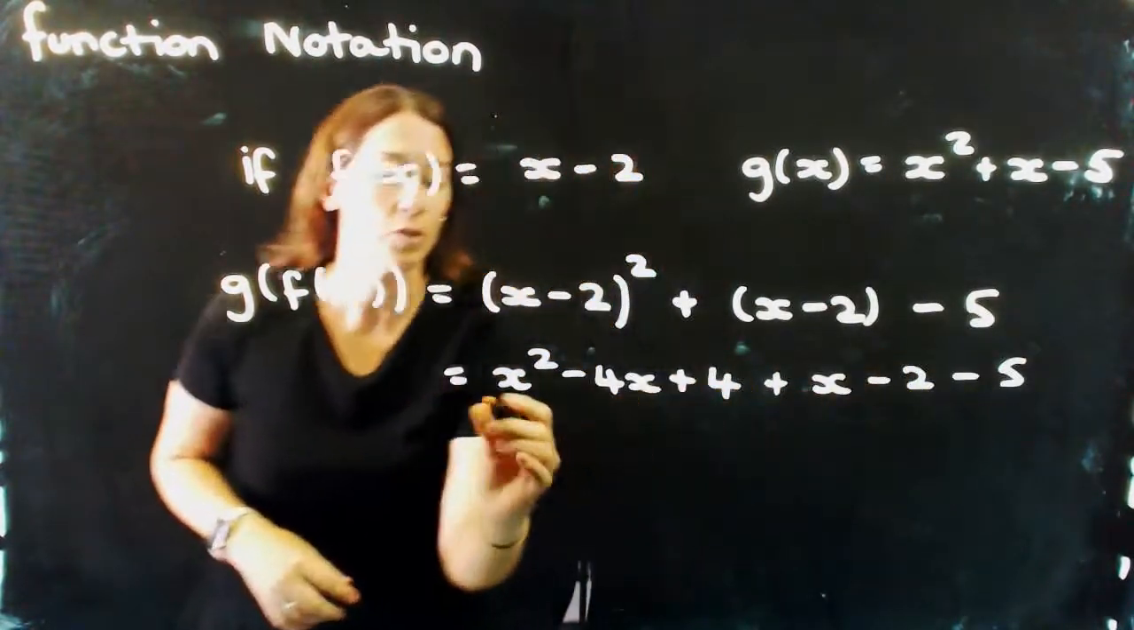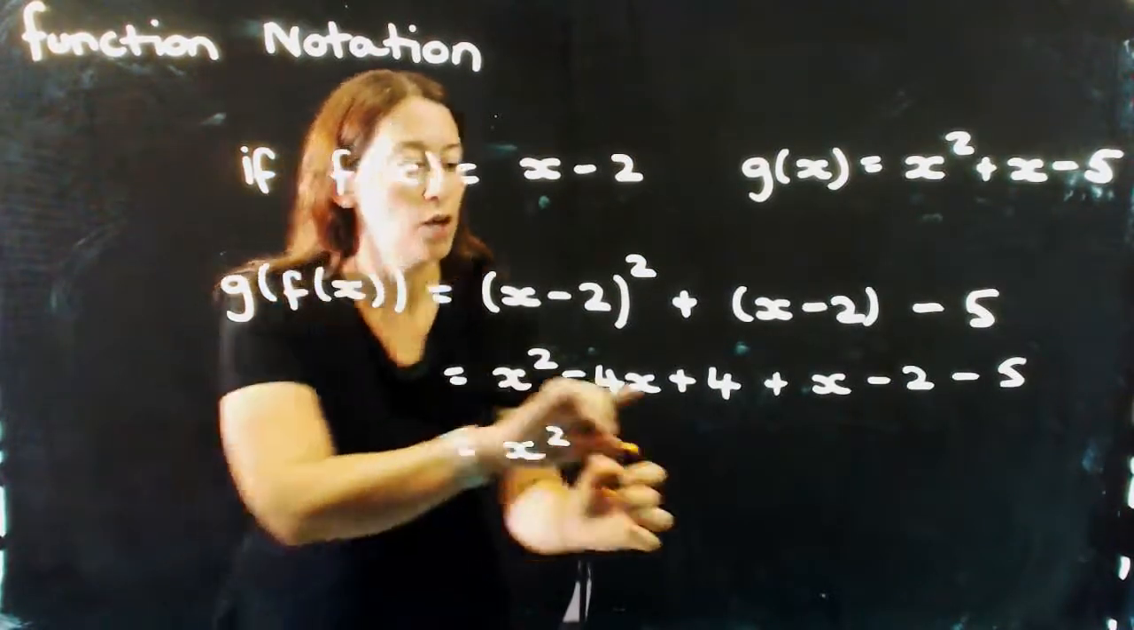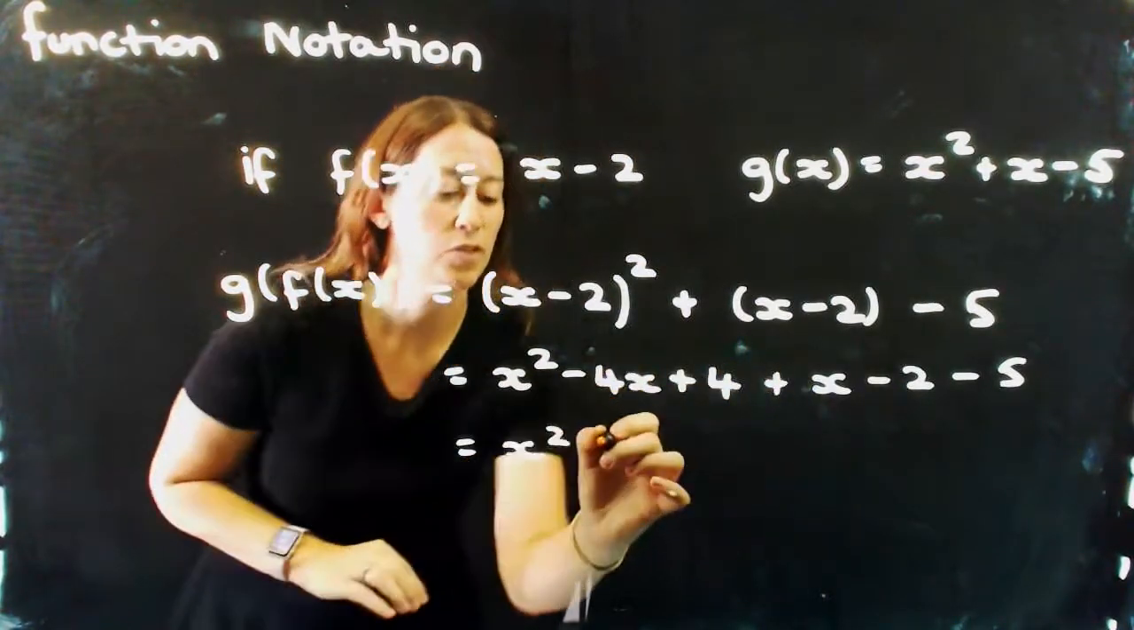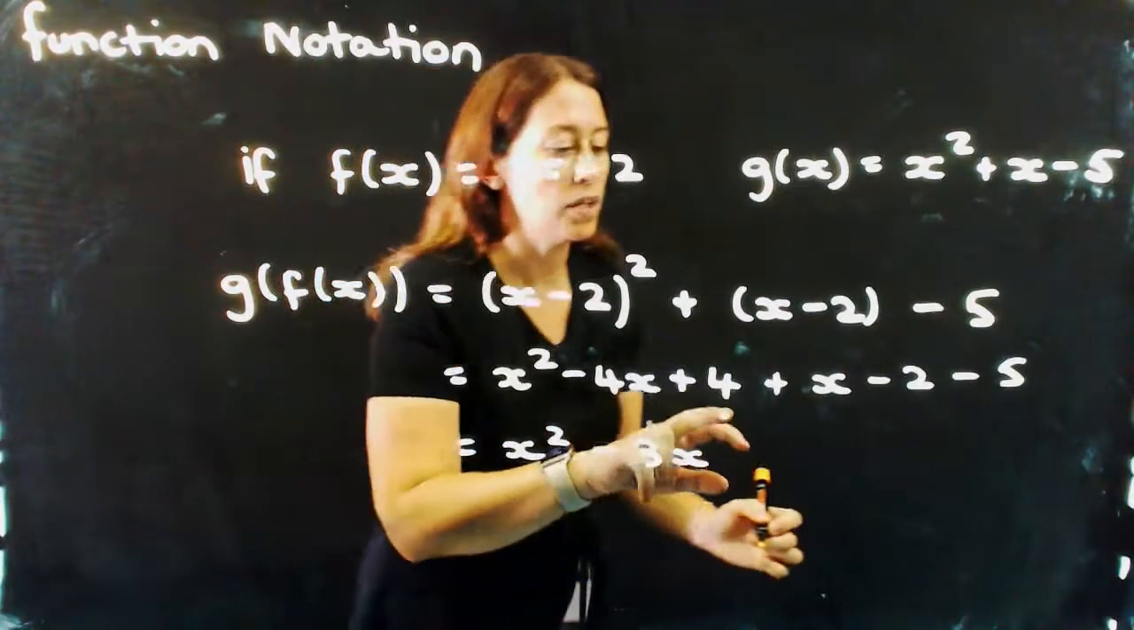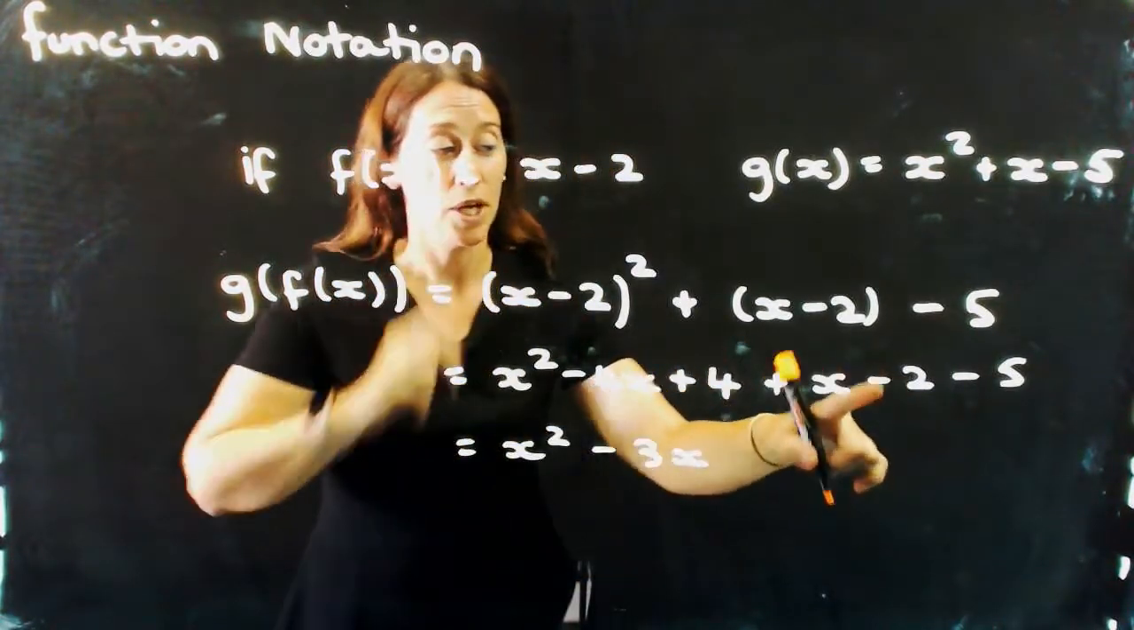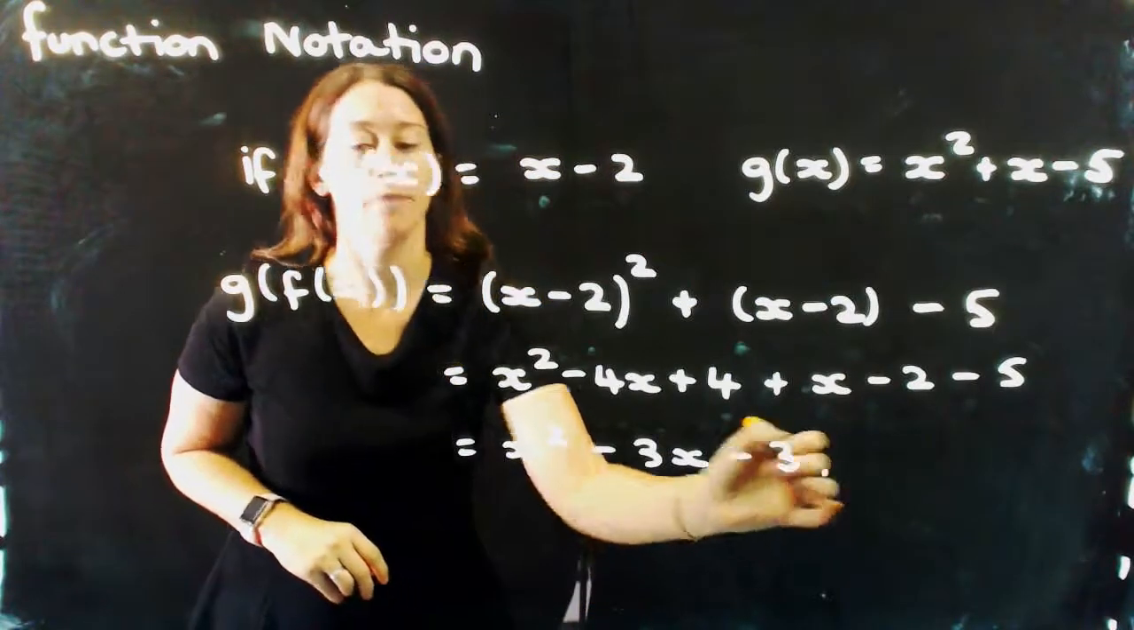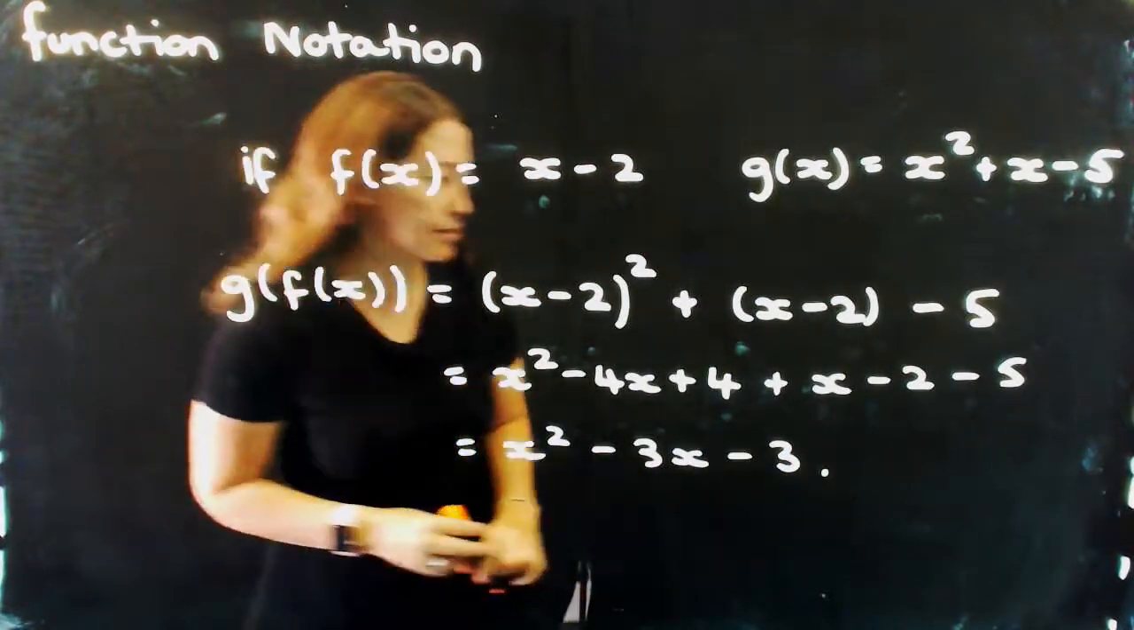Now we can simplify that all together to give us x squared. We've got minus 4x plus an x gives us minus 3x. And then we've got plus 4 minus the 5 is minus 1, minus the 2 gives us negative 3. And that's g of f of x.